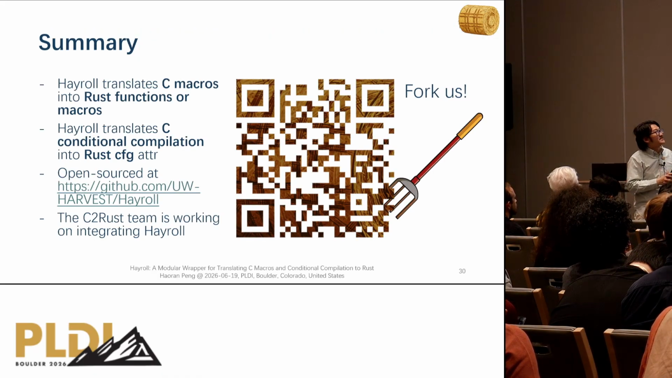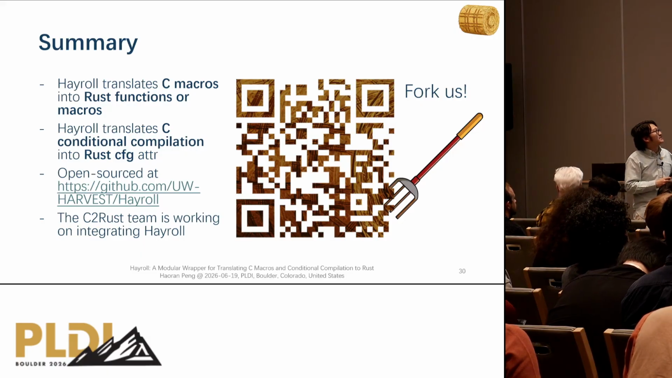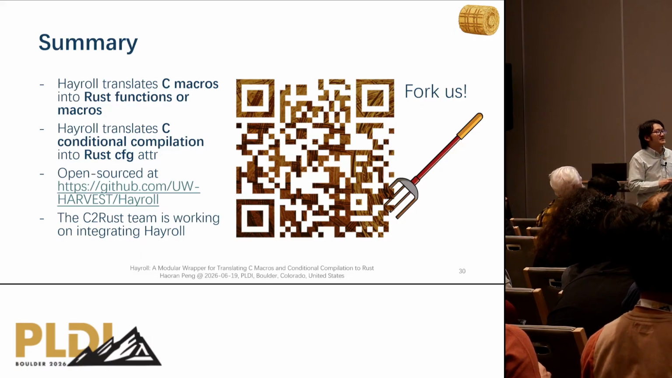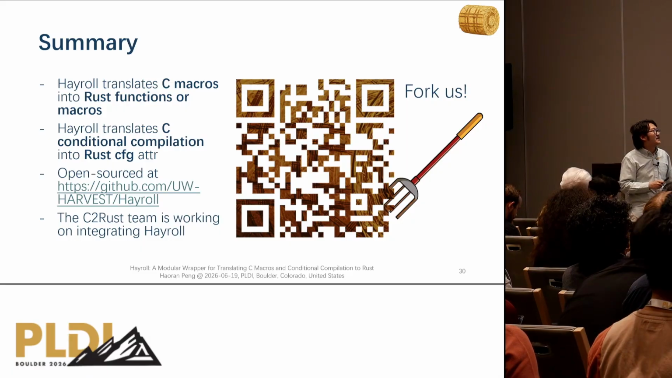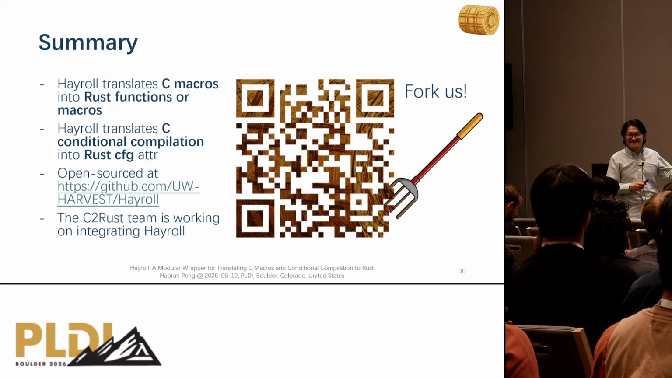So that is Hayroll. We translate C macros into Rust functions or macros, and we translate C conditional compilation into Rust cfg attributes. We open sourced Hayroll, and the C2Rust team is working on integrating Hayroll. You're welcome to fork us.